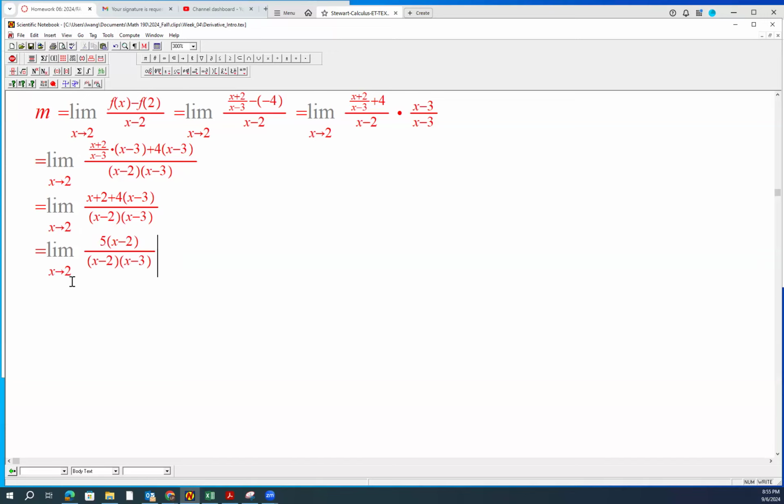And now x is approaching 2, but not 2. So x minus 2 is not 0. And the next step is that we can reduce x minus 2. And now we can do direct substitution. Direct substitution, replace x by 2. So we get -5. So the slope is -5. Once we know the slope, right?